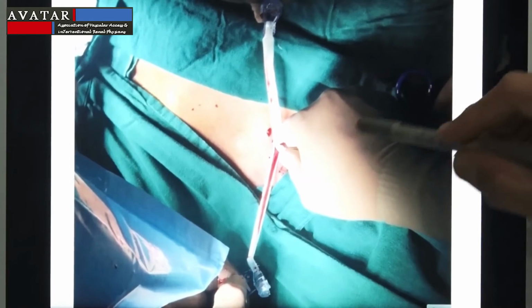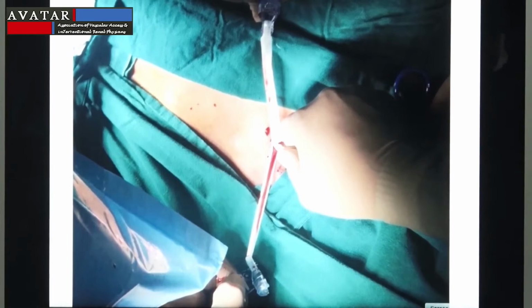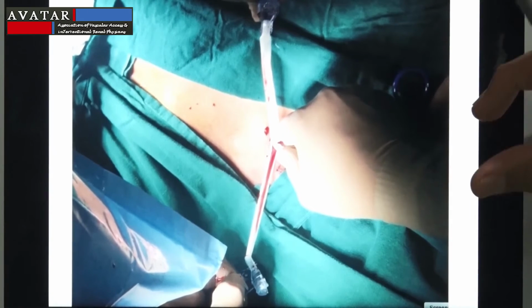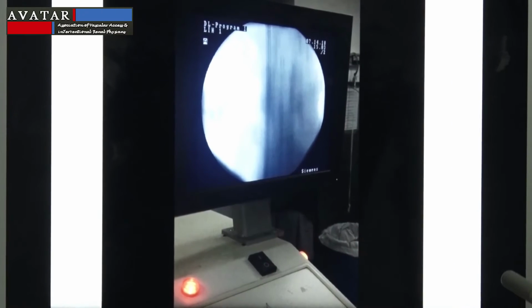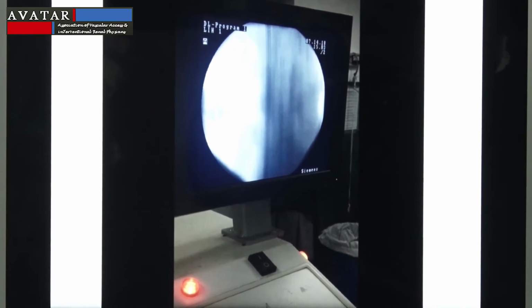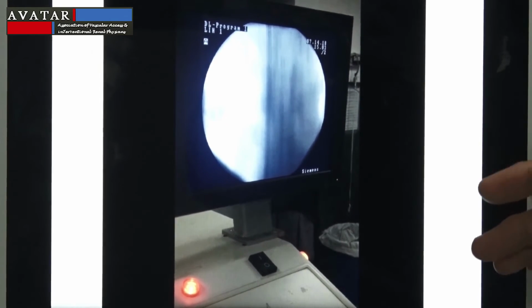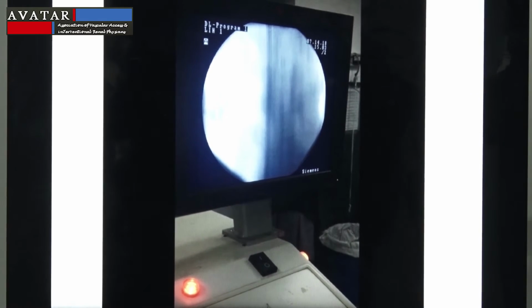Either we can take the help of the assistant, who has to keep a finger over here so that the catheter doesn't migrate out, or you can keep your own index finger at this point. Once the catheter is inside, you have to recheck that the tip of the catheter is in the right atrium. The advantage of this retrograde catheter is that you can change the position according to your convenience, and you can adjust the tip so that it is in the right atrium.